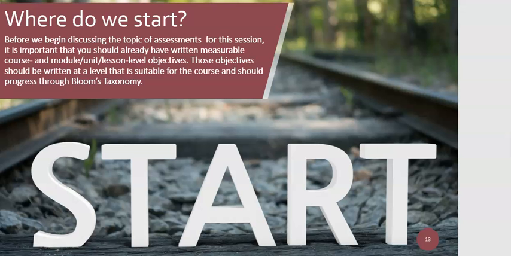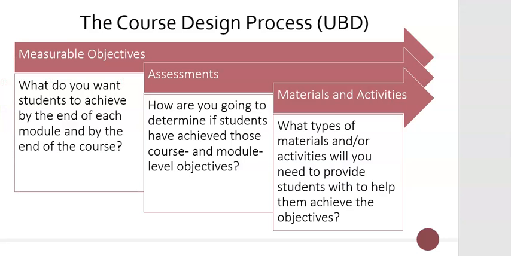And so when you do, it says, where do we start? Before we begin discussing the topic of assessments for this session, it's important that you should already have written measurable course and module level objectives. Those objectives should be written at a level that is suitable. We've just talked about that a lot, but let's look at this next part. This is the key to designing a course of any kind, especially online. You start with those measurable objectives and answer the question, what do you want students to achieve by the end of each module and by the end of the course? From there, you go to the assessments and you say, how are you going to determine if students have achieved those course and module level objectives?